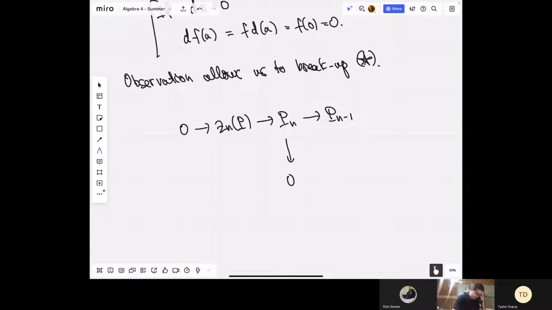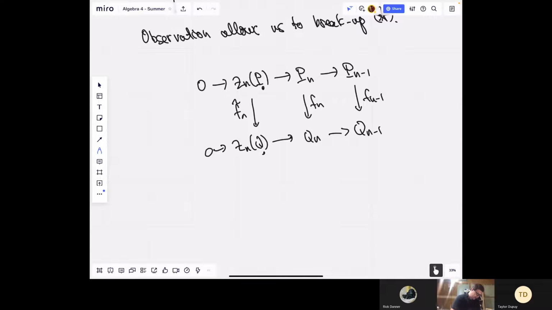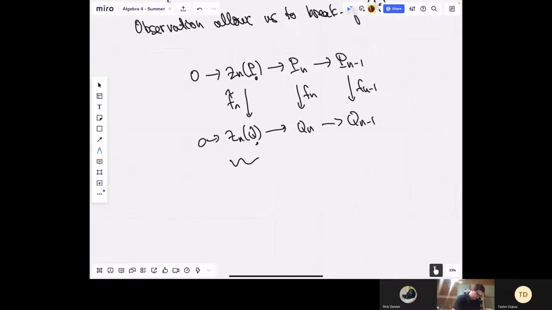Okay, so this goes to Qn, Fn. This is Fn minus 1, Qn minus 1, like so. And then we have Z and Q bullet 0 like this. And then we have this map here, F tilde n. So what is F tilde n? This is just Fn restricted to the cycles.